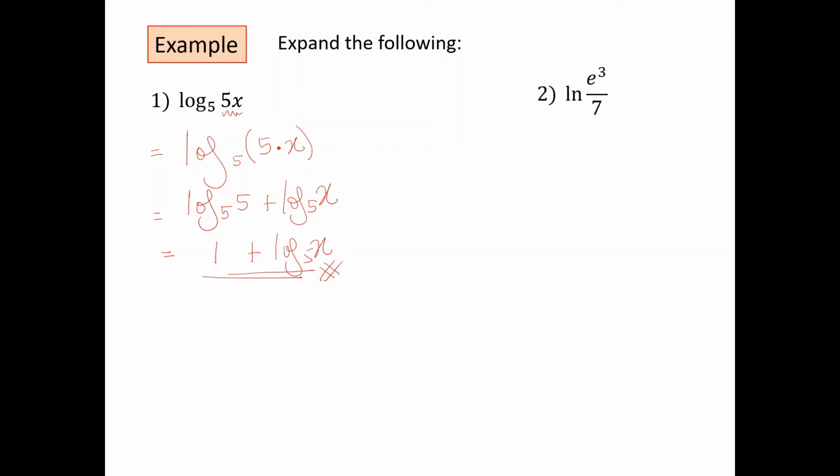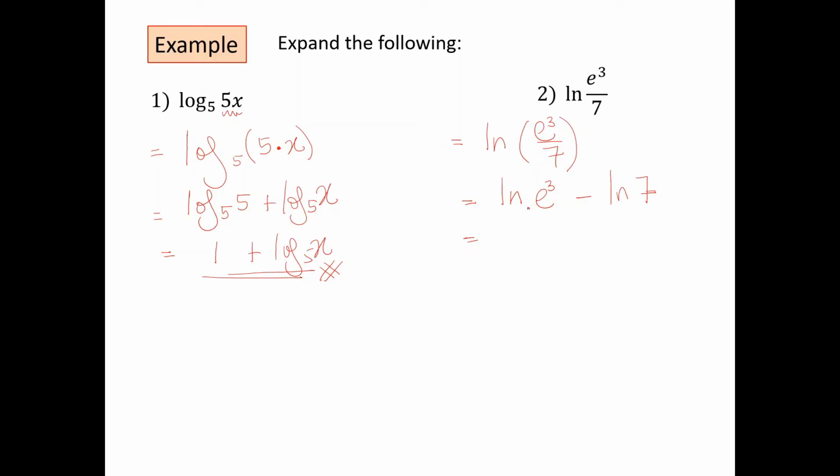Second example, ln e to the power of 3 over 7. So ln e to the power of 3 over 7, we can put e power of 3 over 7 in the bracket, so we can have division in the bracket, so we can apply law number 2, right? So apply law number 2, operation between the log, or we can use here ln, is subtraction. So you can have ln e power of 3 minus ln 7.